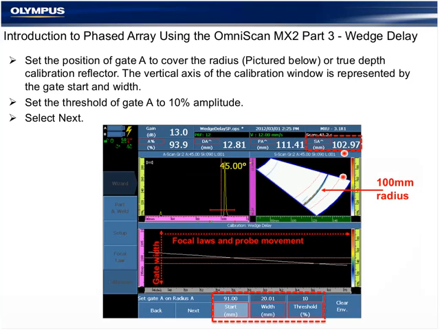Okay, here we see it's reading a 102 at 45 degrees. So this wedge delay for all of the focal laws is essentially going to bring them all to 100 based on a peak amplitude.